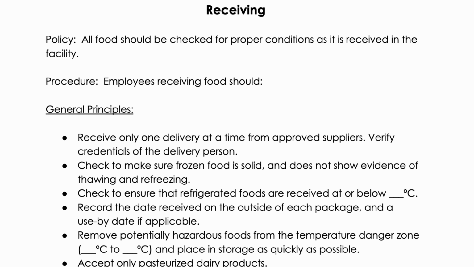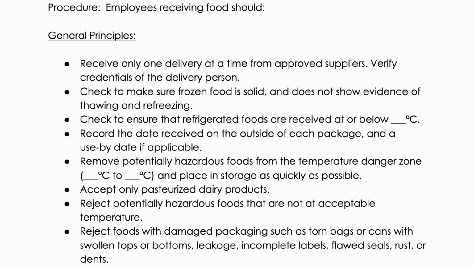General principles. Receive only one delivery at a time from approved suppliers. Verify credentials of the delivery person. Check to make sure frozen food is solid and does not show evidence of thawing and refreezing. Check to ensure that refrigerated foods are received at or below acceptable temperature. Record the date received on the outside of each package and a use-by date if applicable. Remove potentially hazardous foods from the temperature danger zone and place in storage as quickly as possible.